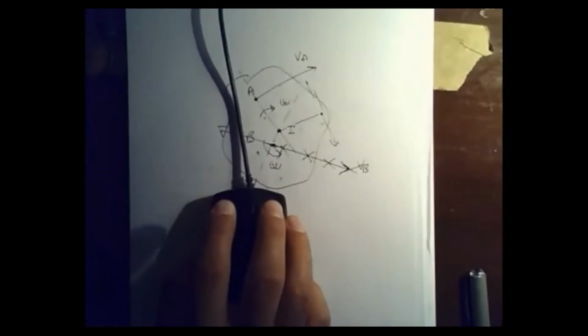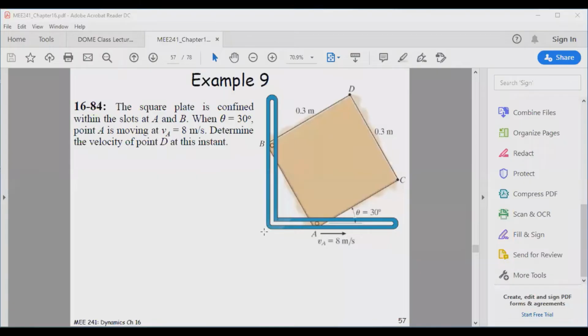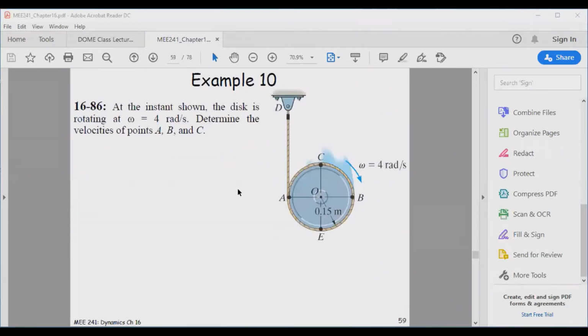I'm gonna stop this, and then I wanna share my screen, and then we can go from here. All right, so this problem is what we did last time, right? And we did it, and now let's work on this problem. So in this example, this is like the yo-yo, right? And this is rotating about point A, and omega is equal to 4 radian per second. We would like to find the velocities of points A, B, and then C.